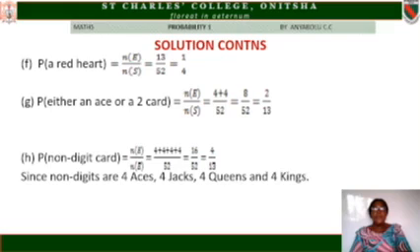H, probability of getting a non-digit card, n of E over n of S, 4 plus 4 plus 4 plus 4 equals 16 over 52, simplified to 4/13. The non-digit cards are 4 aces, 4 jacks, 4 queens, and 4 kings.